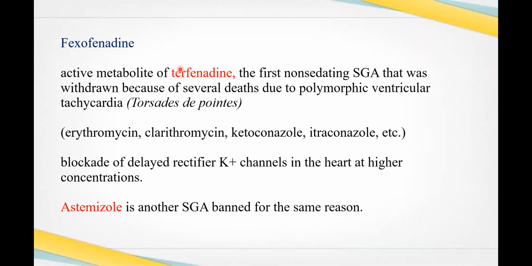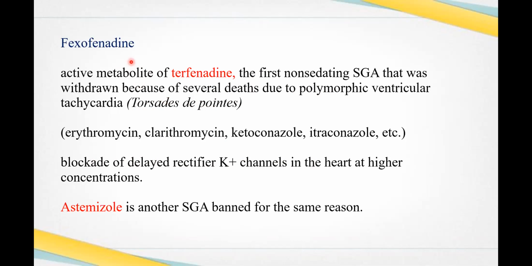But about terfenadine, this was the first non-sedating second generation antihistamine, but after taking that, several people died because of Torsades de pointes, that is called polymorphic ventricular tachycardia, because this caused the blockade of delayed rectifier potassium channels in the heart. That led to Torsades de pointes, and terfenadine was withdrawn. But later on, they found another drug called fexofenadine. It is the active metabolite of terfenadine, and it doesn't cause polymorphic ventricular tachycardia or Torsades de pointes. It is commonly used nowadays for almost all allergic conditions.